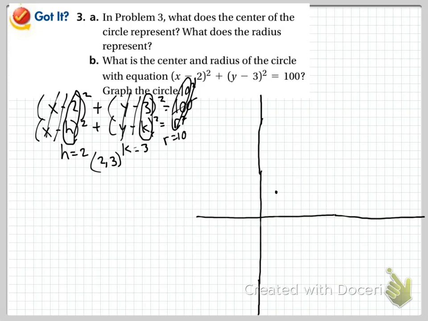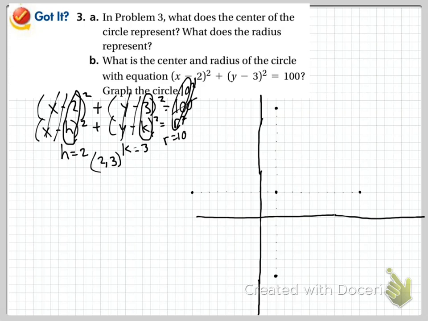So let's go up first. 1, 2, 3, 4, 5, 6, 7, 8, 9, 10. And I'm going to go down from the center. 1, 2, 3, 4, 5, 6, 7, 8, 9, 10, and put a dot. Go back to my center and go left. 1, 2, 3, 4, 5, 6, 7, 8, 9, 10, and put a dot. And then from my center, go right. 1, 2, 3, 4, 5, 6, 7, 8, 9, 10, and put a dot.